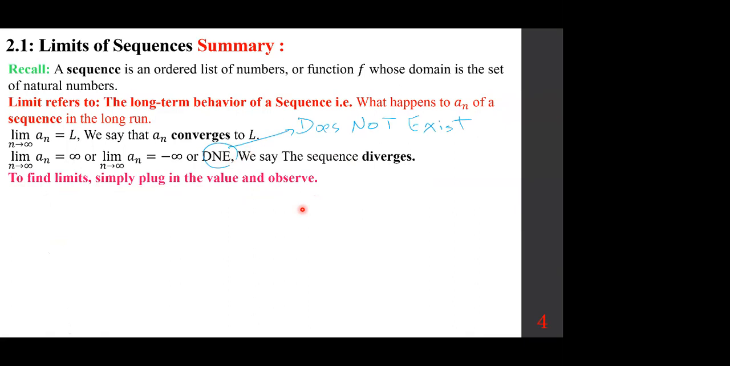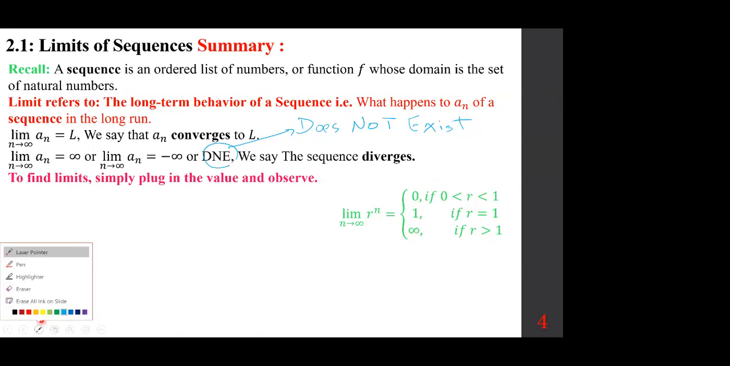Now we're going to look at a couple of rules. The limit as n approaches infinity of r to the power of n: if r is between negative 1 and 1, it becomes 0. If it's 1, it's 1, and if it's larger than 1, it is infinity.